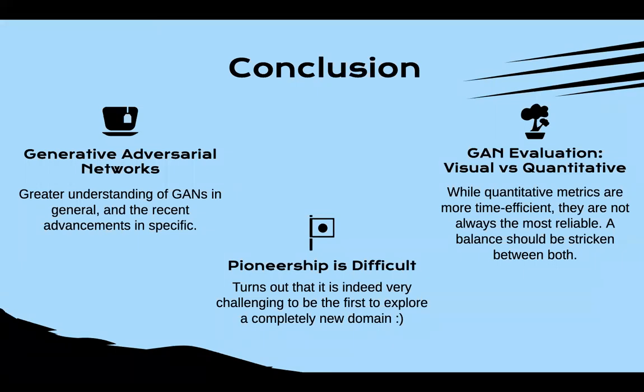And GANs in general, as well as the recent advancements in specifics, such as, for example, the validity layer in the discriminator that had to do with PatchGAN. We also have a more objective conclusion, which is that GAN evaluation should not be completely dependent on quantitative metrics, such as FID, because while they are more efficient in terms of time, they are not always the most reliable. And that was seen because Model A and Model C had some variation in FID. However, Model C was almost visually the same success as Model A.